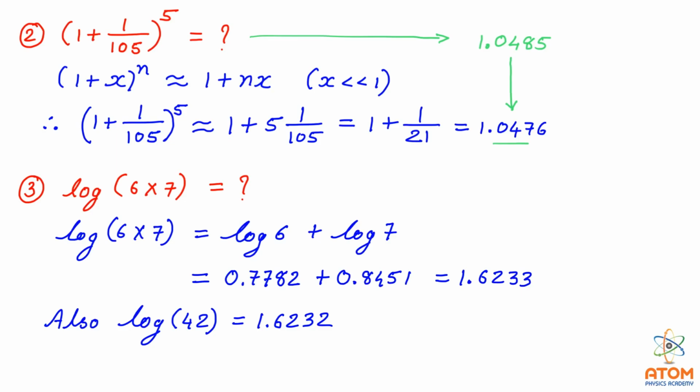So we can directly find out the log of 42. Log of 42 is 1.6232, and that is almost equal to the value we have got here. That means the equation that log of m into n is equal to log of m plus log of n is correct. The same way you can check other equations given for the logarithm.